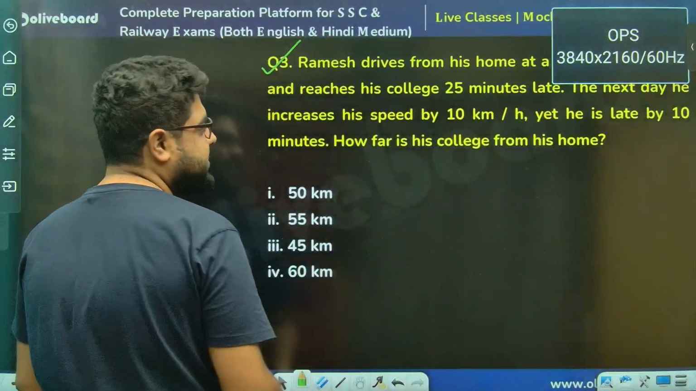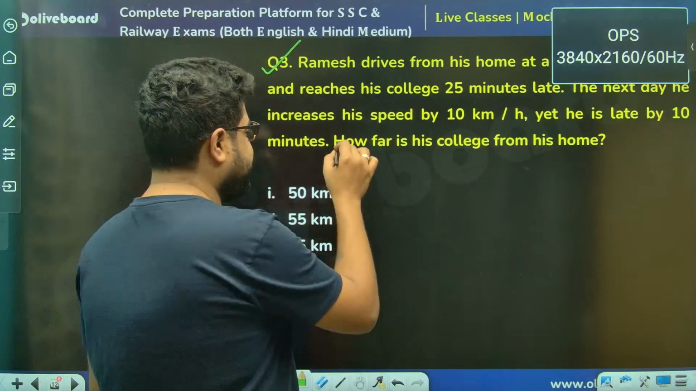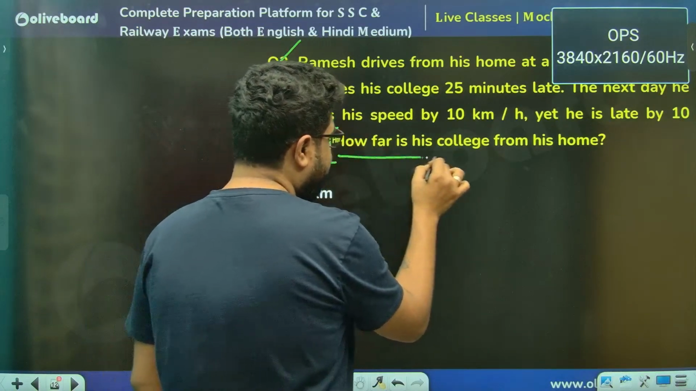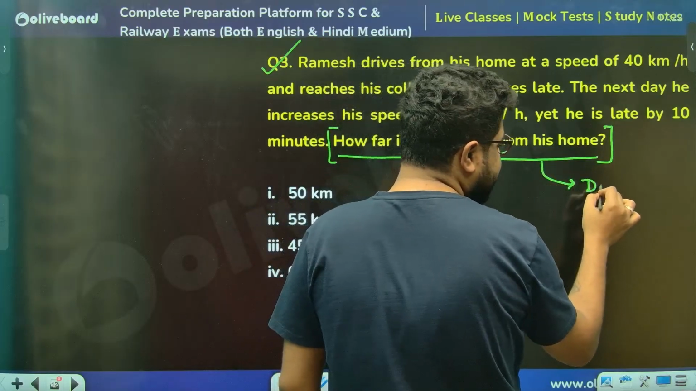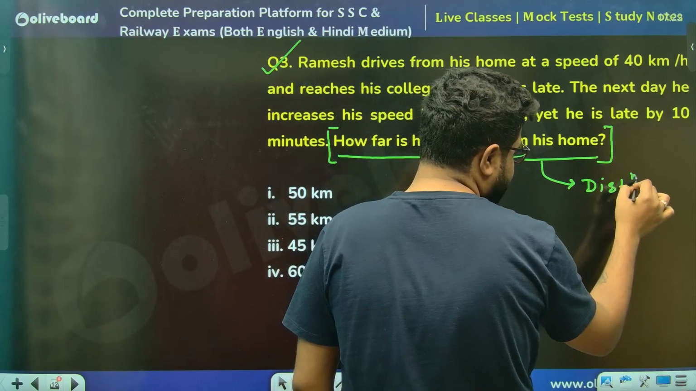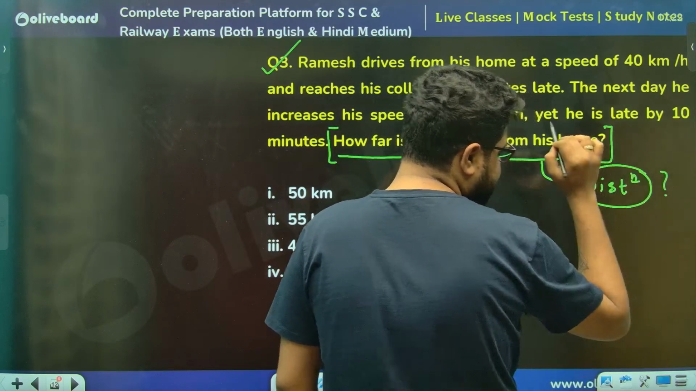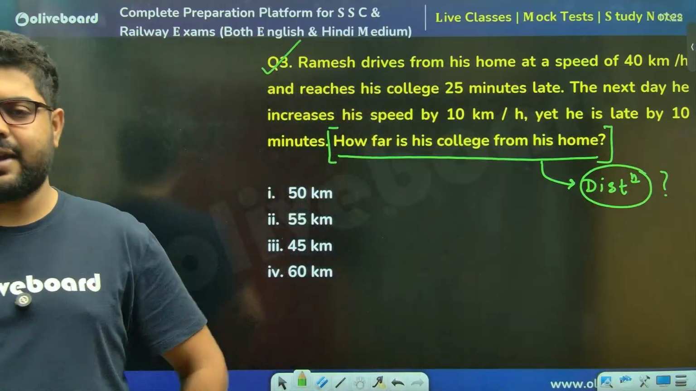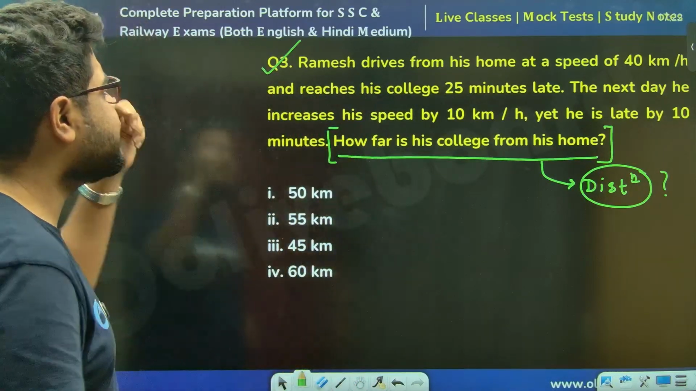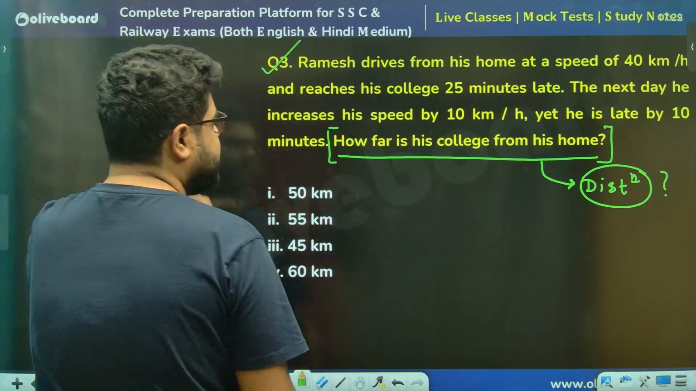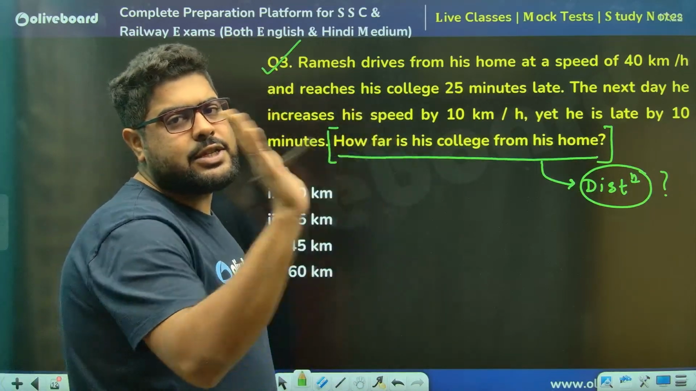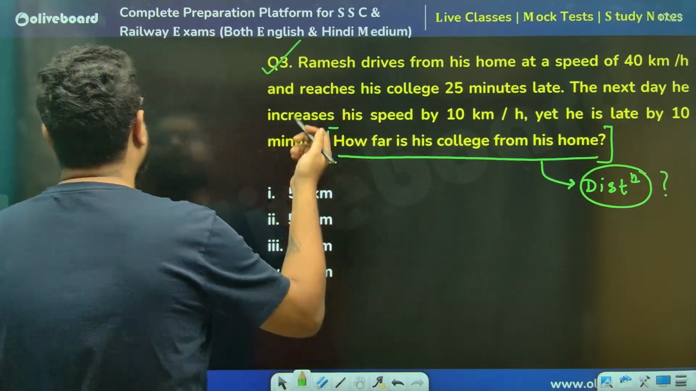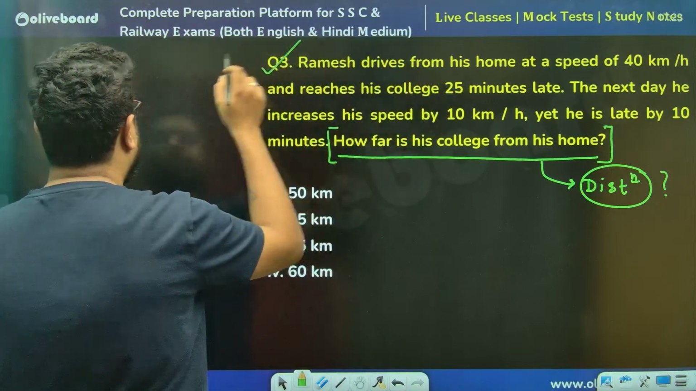Sir, let's see the question. In simple words, what do we say? They are asking the distance. How will the distance come, sir? Understand, very simple. How to do this? I told you, for distance there is a shortcut form, like a formula, whatever you want to call it. Sir, distance is what?